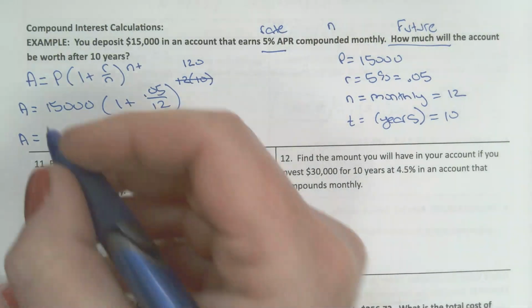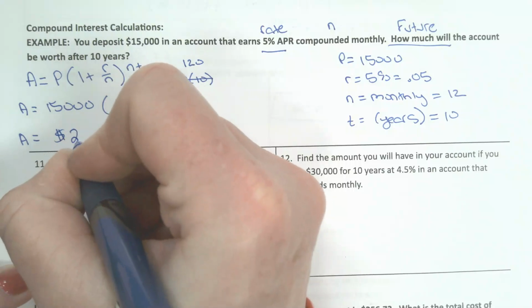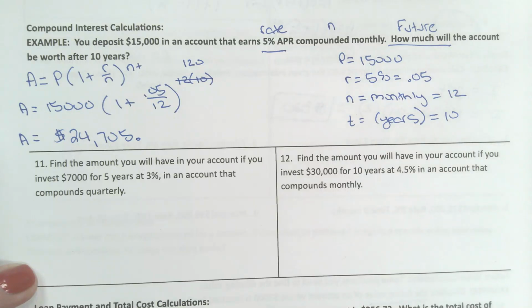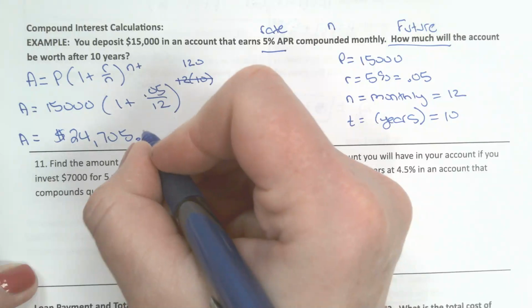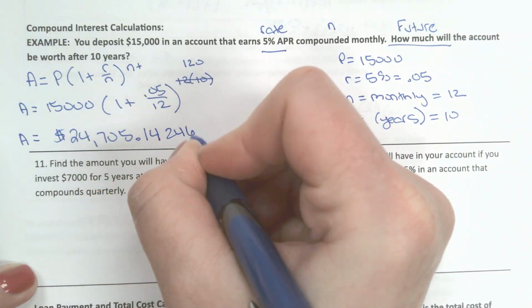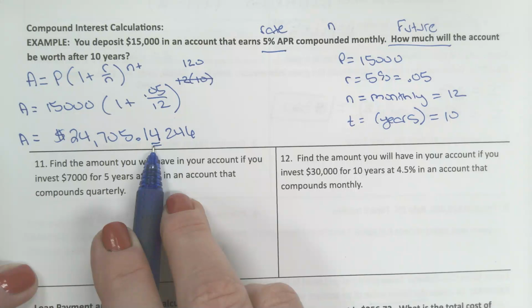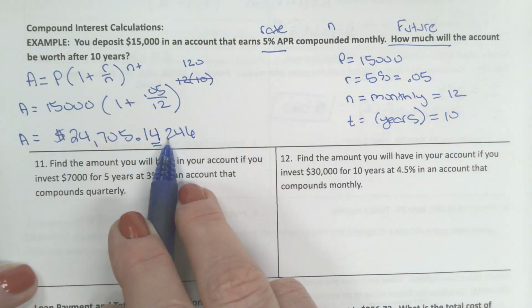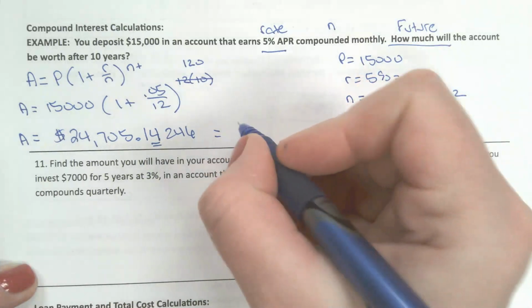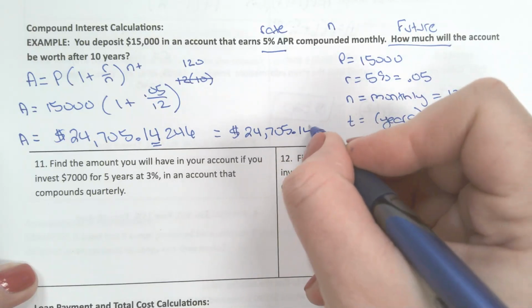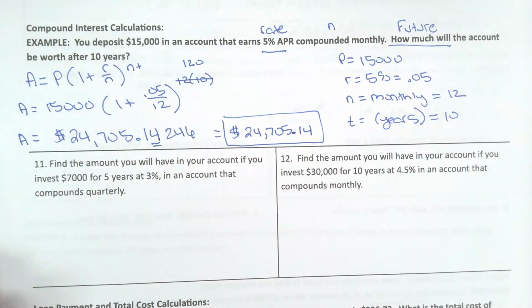So I run those numbers in my calculator and I got $24,705. And then I was looking at my decimals and I got 0.14246. Money always needs to be rounded to 2 decimals. So when I look at the 4, and then I look to the right, the 2 leaves the 4 the same. So therefore I have $24,705.14. If your rounding is off, I am prepared to deduct points at this point in time.